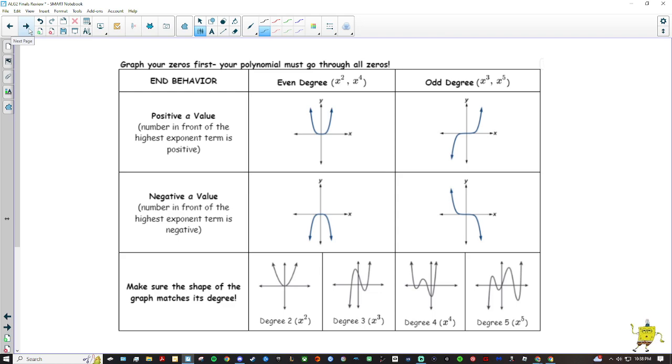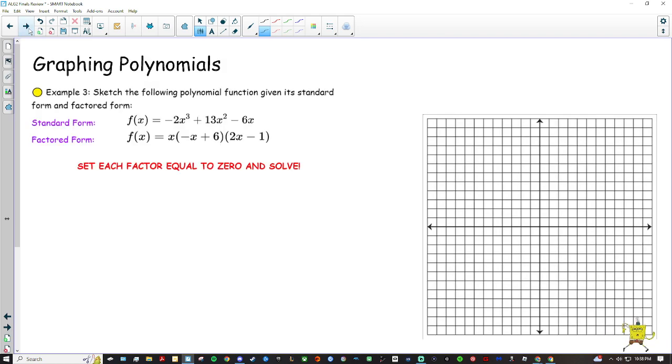If you don't have this, Tokar's probably got some copies next to the pencil sharpener. Okay, take a second and copy this problem down and a little sketch of a coordinate plane.